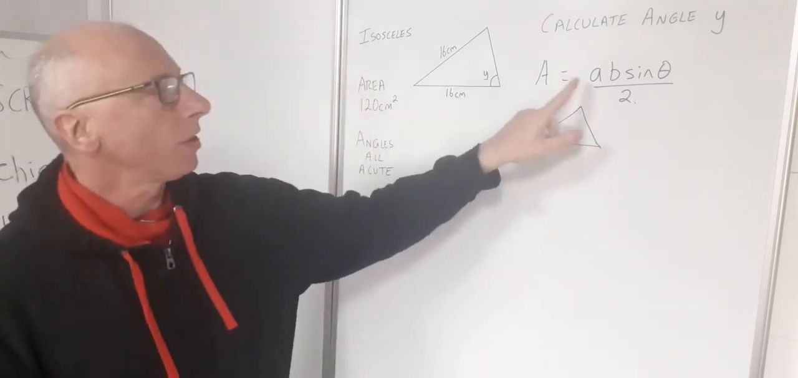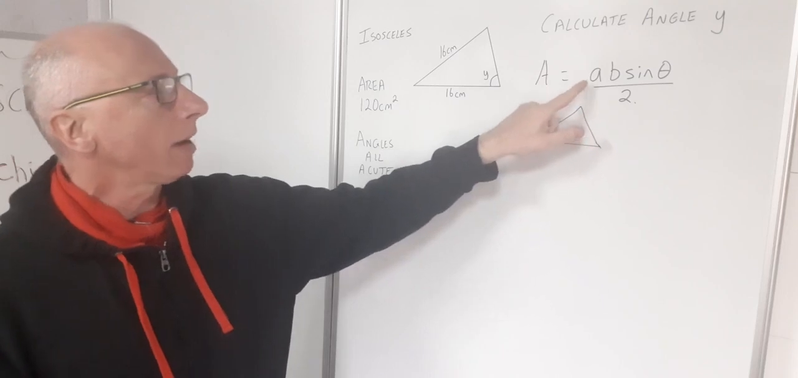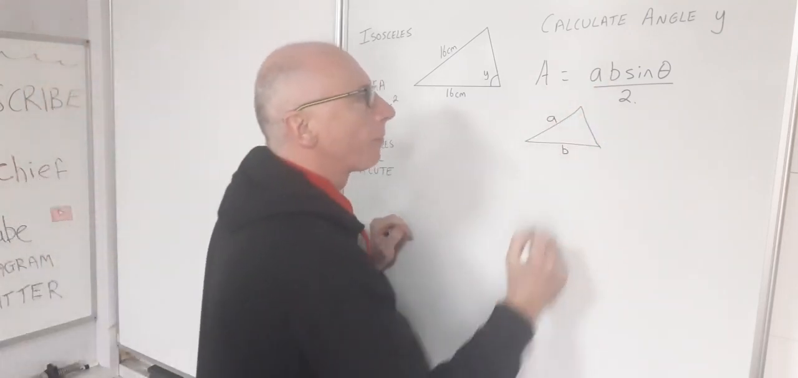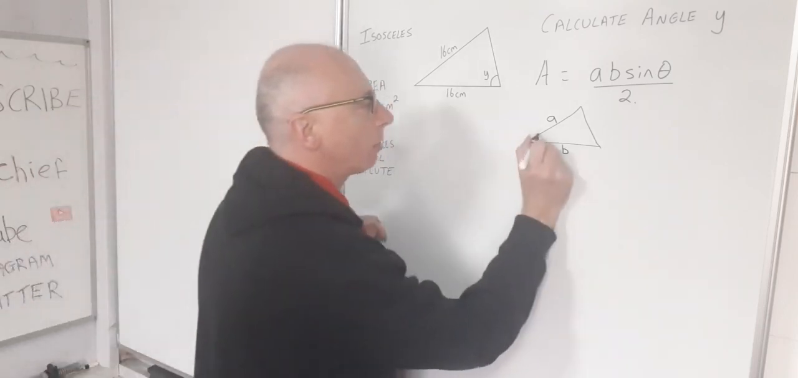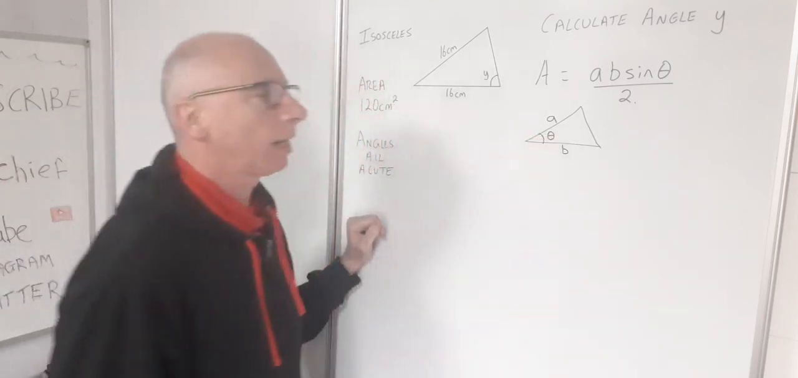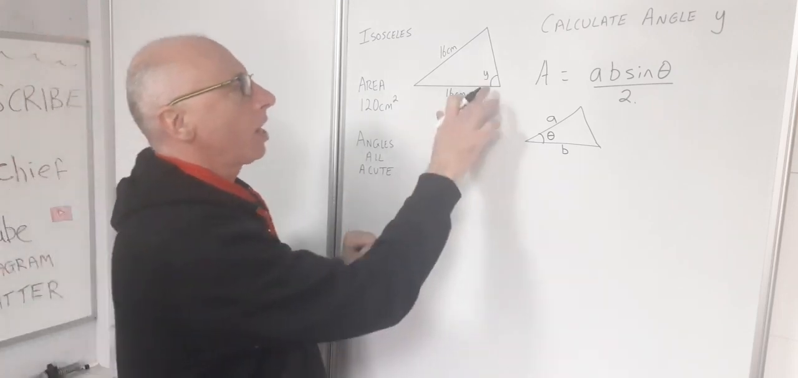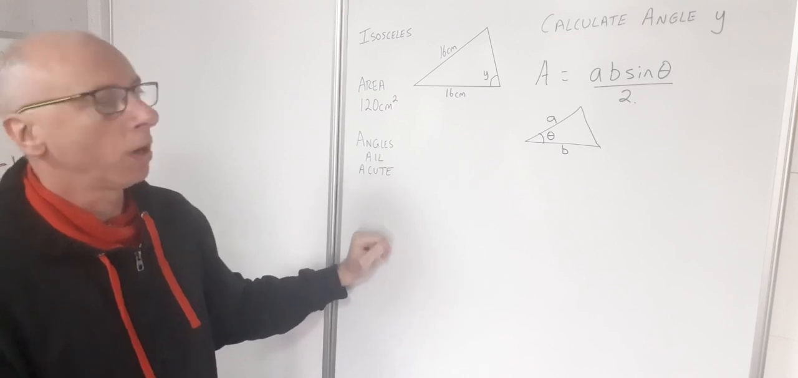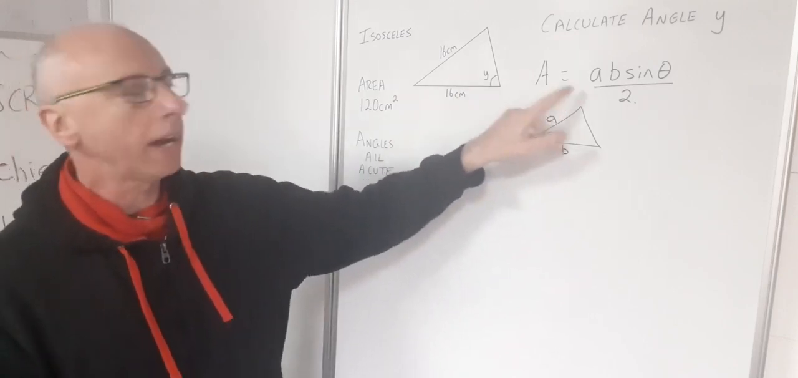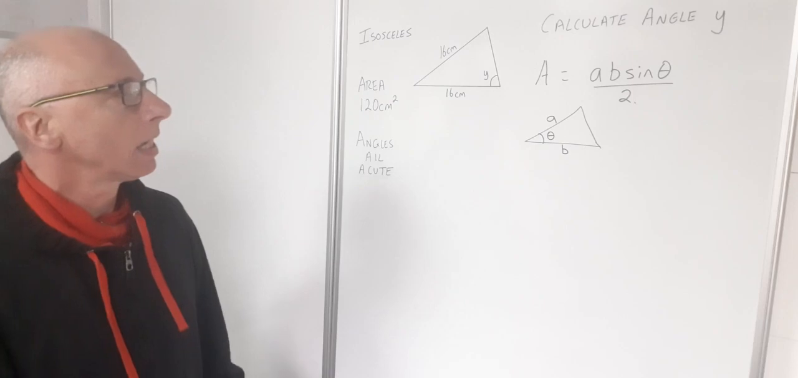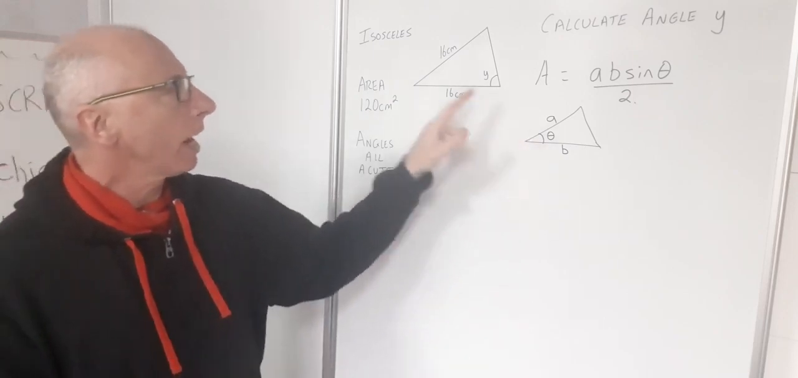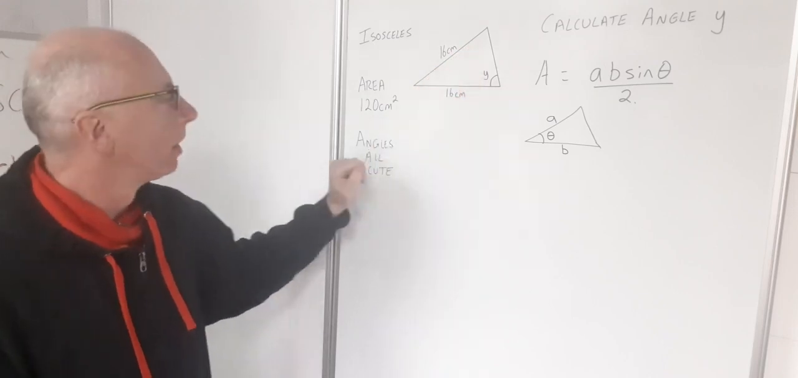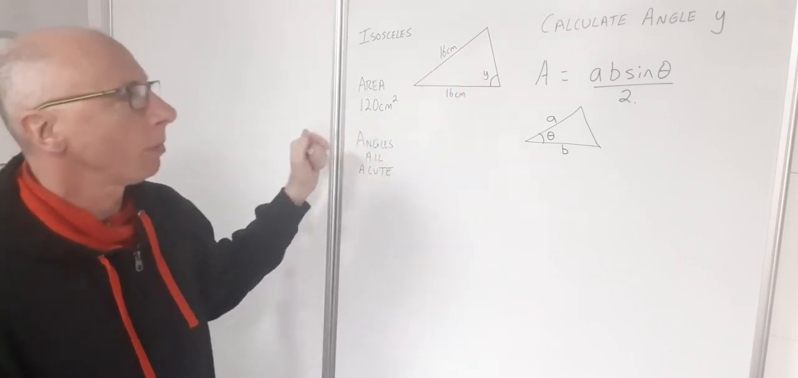Now here, for this formula to be valid, we'd have sides A and side B. They would have to be here. And sine theta would have to be this angle here. Now, in our diagram, we've got the angle on this side. So that formula is not going to work straight in like that with these bits of information. So let's work out what this angle is, and then hopefully we can work out what our angle y is. So let's plug that in and see what we get.